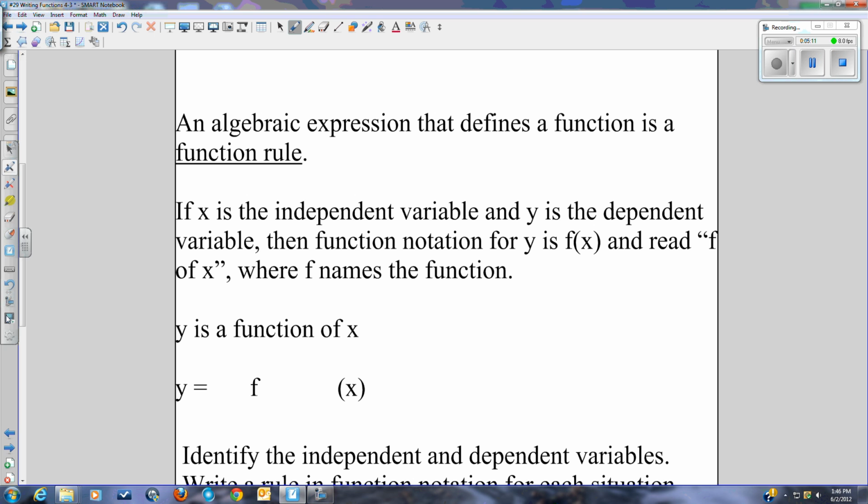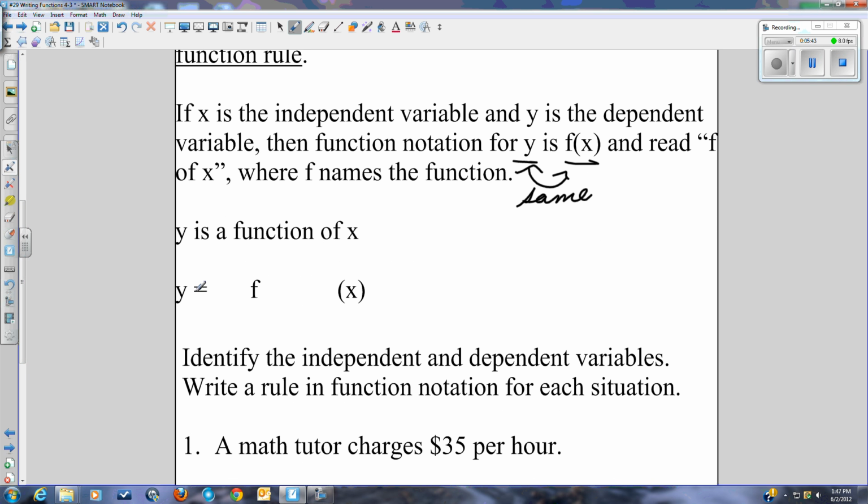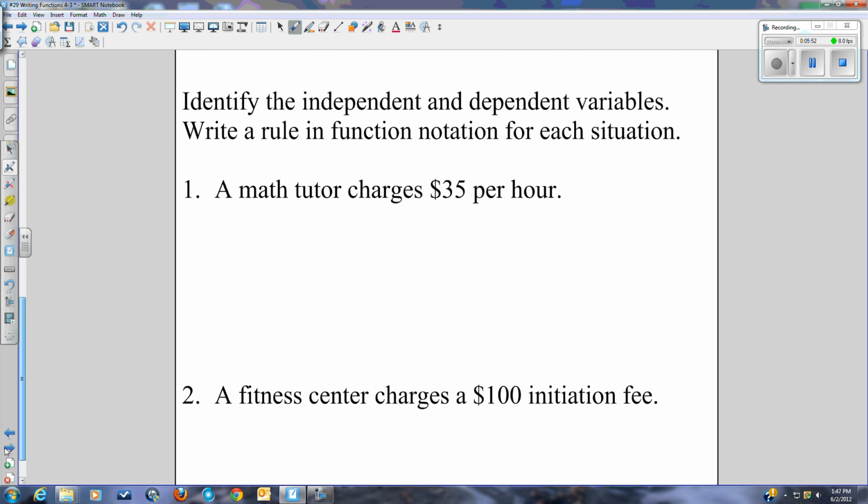Now, an algebraic expression that defines a function is what we call a function rule. If x is the independent variable and y is the dependent variable, then function notation for y is what we call f of x. So f of x and y really mean the same thing. And this is read f of x, where f names the function. Another way you can read this is y is a function of x. So y equals, a function is your f, and then of x is in parentheses. And this really isn't as complicated as it sounds.